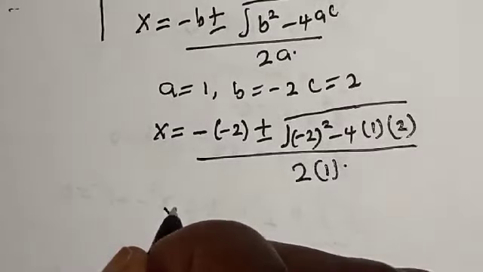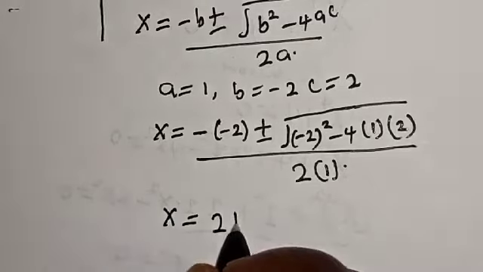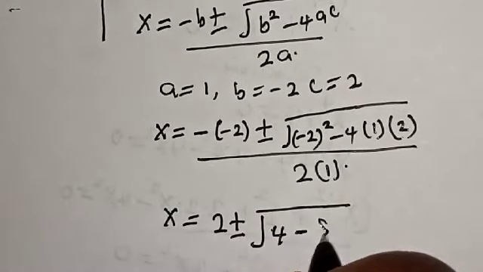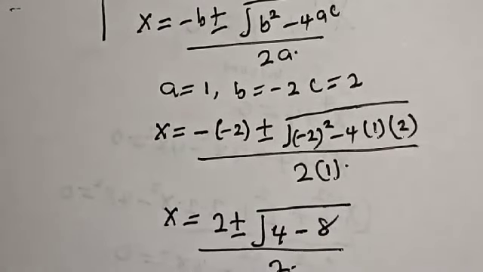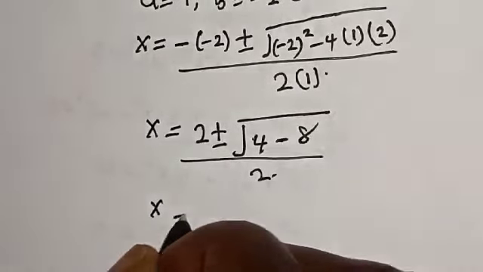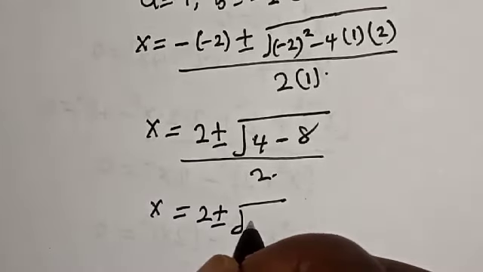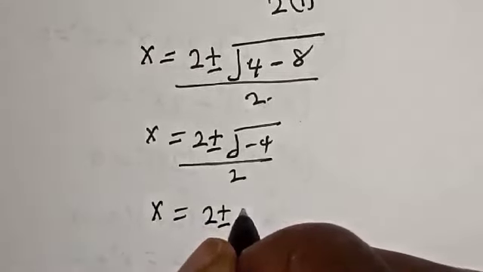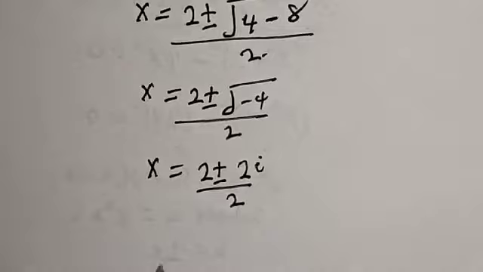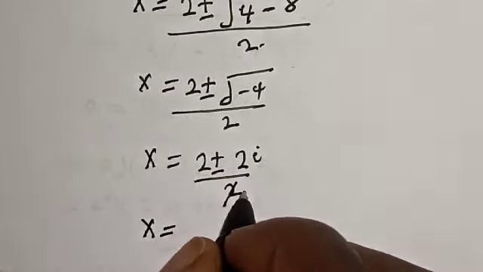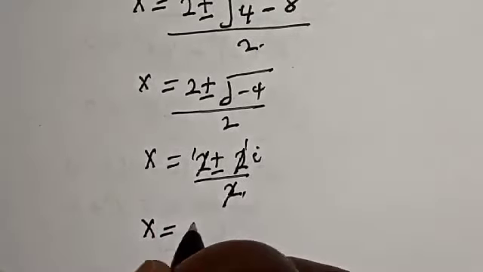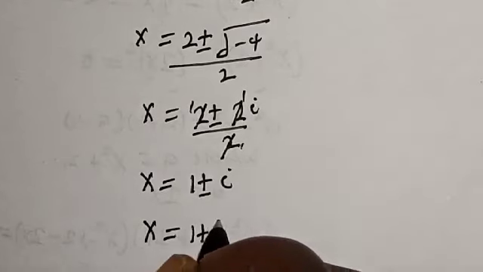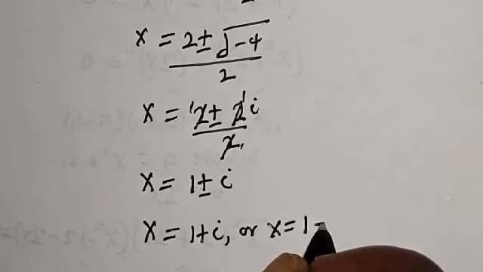Then this is x is equal to minus times minus, that is plus 2, plus or minus square root of 4 minus 8 over 2. Now x is equal to 2 plus or minus square root of minus 4 over 2. Now x is equal to 2 plus or minus 2i over 2. And x is equal to, 2 here 1, 2 here 1, then 1 plus or minus i. Therefore, x is equal to 1 plus i, or x is equal to 1 minus i.